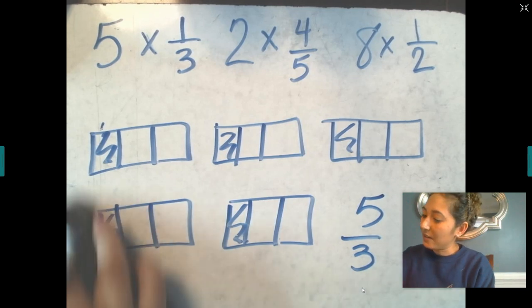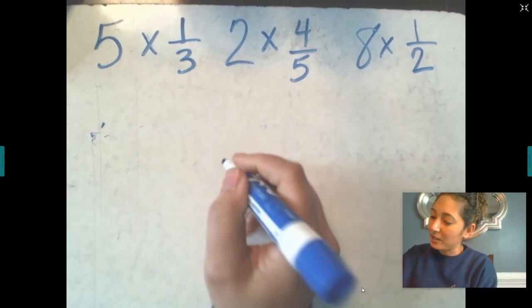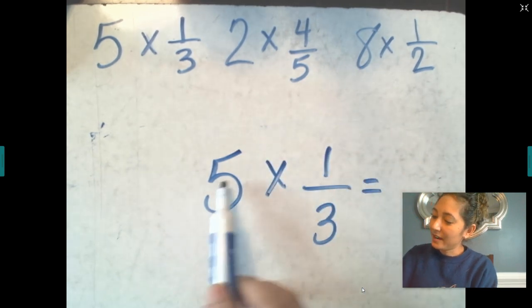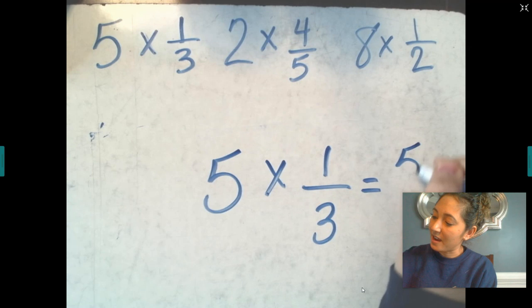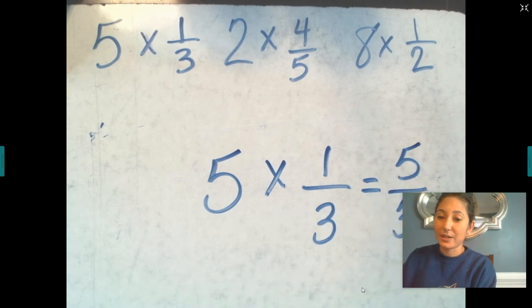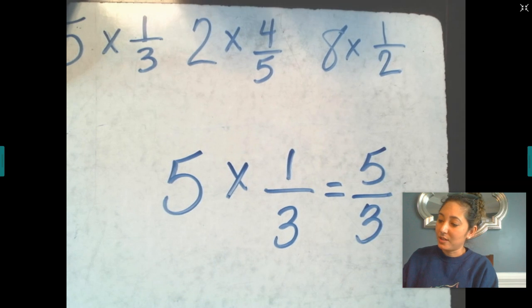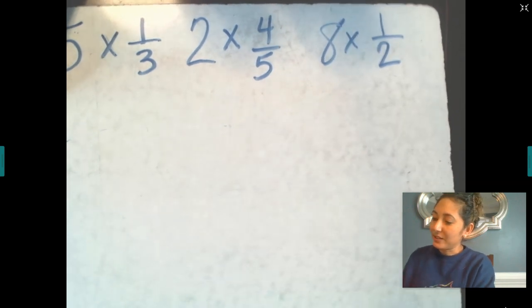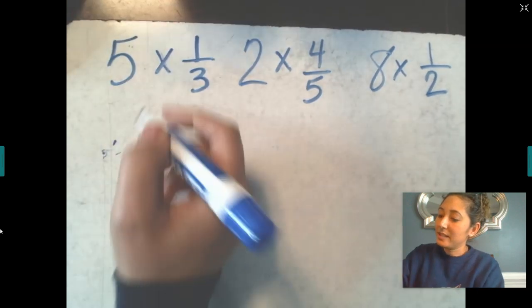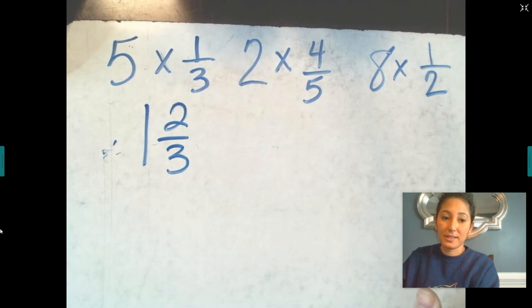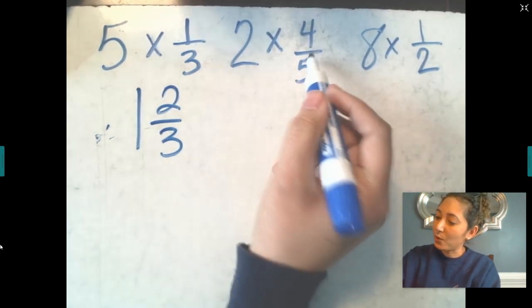And then if we just use multiplication, 5 times 1 is 5, and our denominator is 3. Okay, and then we convert it to 1 2/3 like we did the first time. All right, so that first answer is 1 2/3.